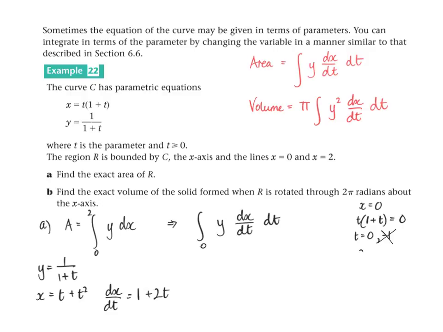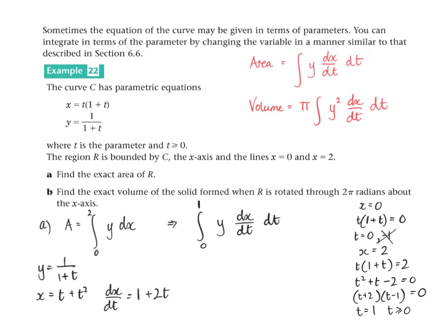And then when x is equal to 2, we get a little quadratic. So we get t times 1 plus t is equal to 2. Rearrange that to get a quadratic of t squared plus t minus 2 equals 0. Factorise that, and we get t plus 2, t minus 1. So t has to be 1 because t is greater than or equal to 0. Right, so it's going from 0 to 1.